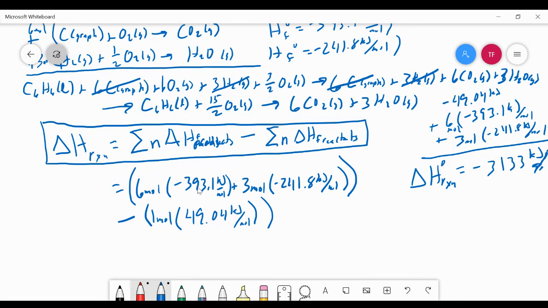So now if you do this, 6 times negative 393.1 plus 3 times negative 241.8 minus 1 times 49.04, you will get the exact same answer, negative 3,133 kilojoules. And that's it. So the enthalpies of formation are very useful using this equation to solve for the enthalpy of an overall reaction when you don't know the enthalpy of that reaction. We can look up the enthalpies of formations for all the reactants and products, add up the product enthalpies of formations, subtract the reactant enthalpies of formations, and get the overall enthalpy of the reaction. So very useful, very useful.